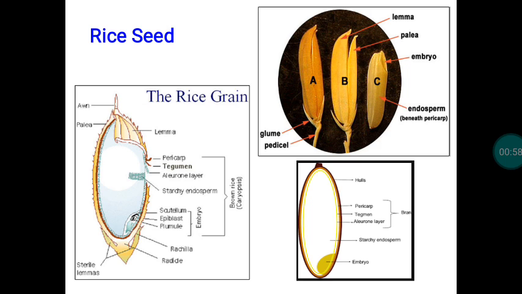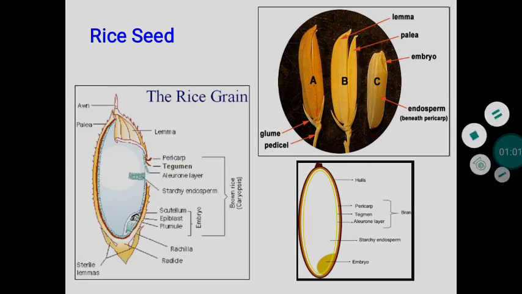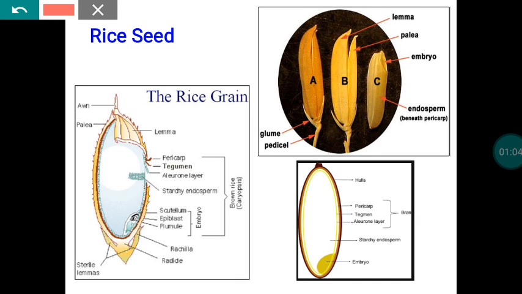Then it's an albuminous kind of seed, and the seed is surrounded by the lemma and palea. Here you can see the lengthy covering is the lemma, and this one is the palea. The lemma and palea completely cover the endosperm as well as the embryo. The major area of the paddy seed is occupied by the endosperm, and a very small part is allotted to the embryo. This is the embryo. The embryo is a living part, whereas the endosperm is non-living in nature. This is in short about the paddy seed structure.